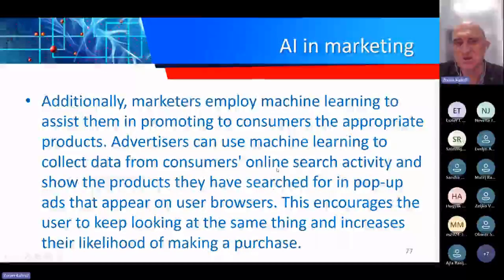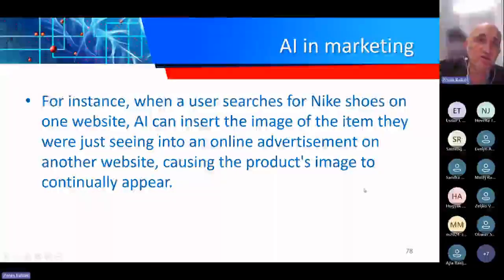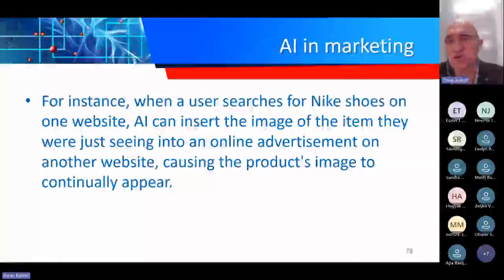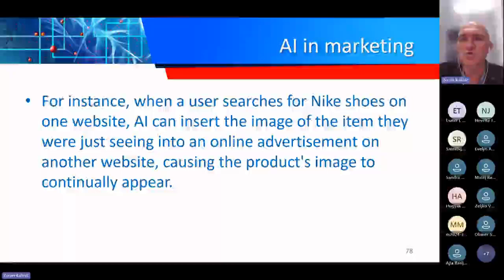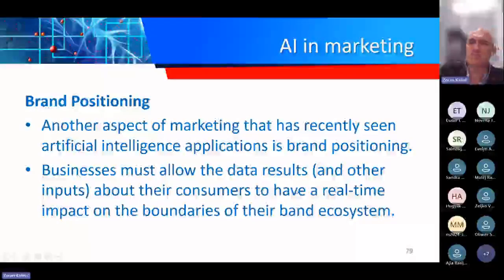We said this about collection of data on online search and product search. So in many cases, if you are looking for some kind of shoes on one site, AI will, and particularly Google uses this on each network or website, you will get the online ad on another website with the same picture of the shoes that you were looking for.